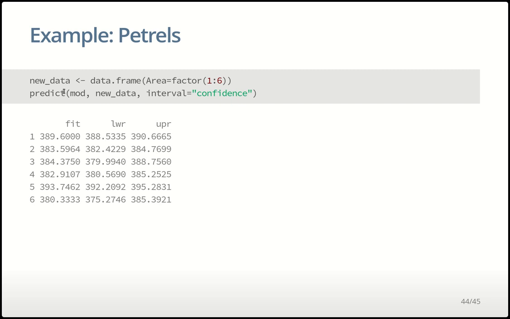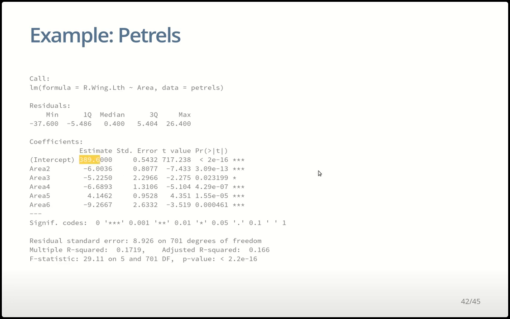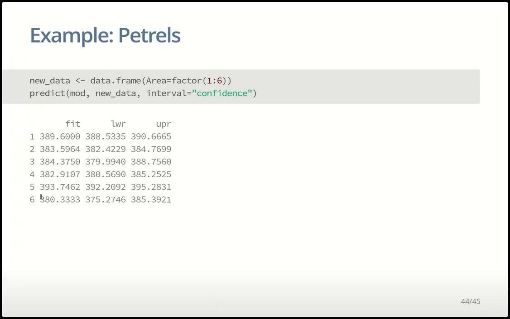We do it just the same way as we did predictions for the case where we just had body weight versus heart girth. So all we do is create a new data frame that has the values for the area that we want to predict. Here I'm predicting all areas 1 through 6. And then I just use predict and feed it my new data, and we get our fitted value. So there's the fitted value for area 1, 389.6, which is exactly the same as we have there. Our prediction for area 6 should be 380.3. There it is, and so on. But we also get our confidence intervals for each of these. Okay, all done all at once.